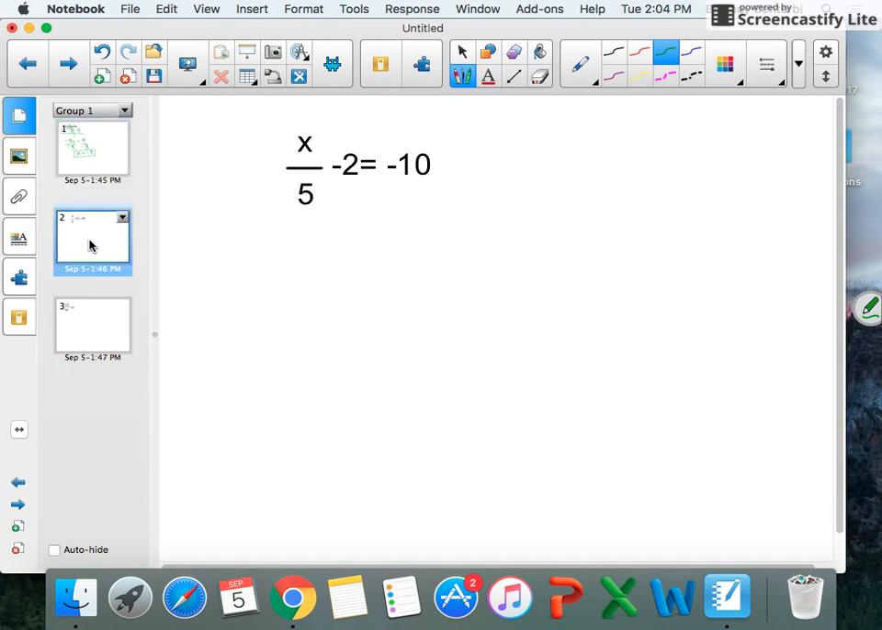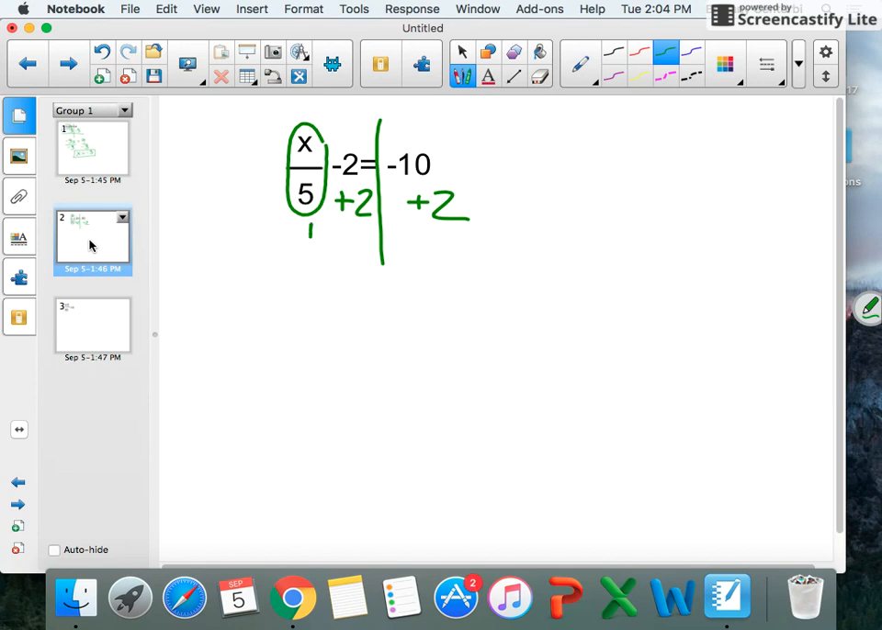Our next one here, so I'm going to start by splitting my equation up so I can see my left-hand side and my right-hand side. So on the left-hand side, I have x divided by 5 minus 2 equals negative 10. So here's my x. What is attached to it is the 5 because it's x over 5. So I'm going to leave that part alone for this first step. I'm not going to touch that. What I need to get rid of now is the negative 2 or the minus 2. So the opposite of subtracting 2 is adding 2 to both sides.